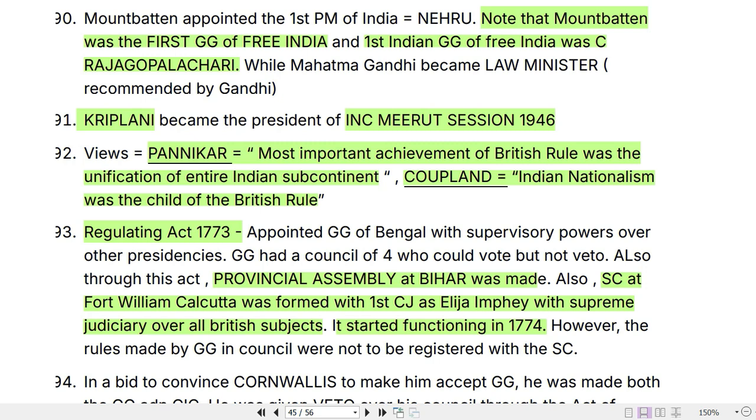However, the rules made by the Governor General in Council were not to be registered with the Supreme Court. So somewhat there was a demarcation between the Governor General in Council and the Supreme Court. A couple of things that I didn't know were that the Regulating Act of 1773 provided for a Governor General's Council of 4 members who could vote but not veto. So none of the members had veto power. This you should remember, that none of the members had veto power through this act. The Governor General had a council of 4 to begin with.